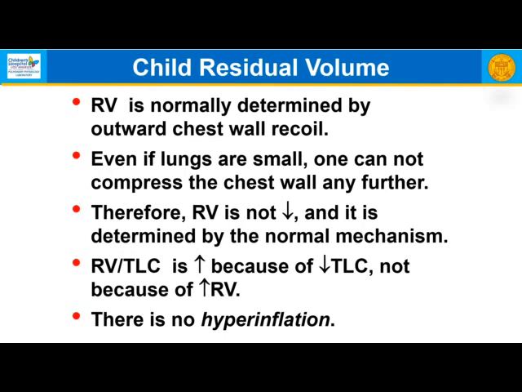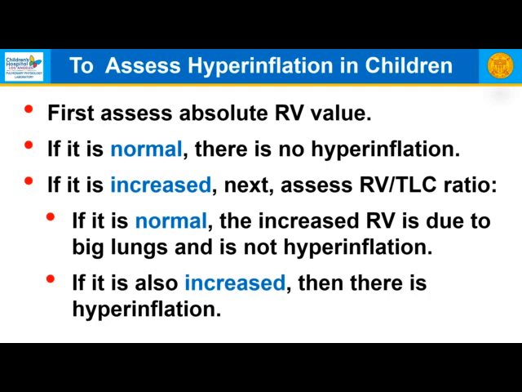The RV-TLC ratio is increased because of a decreased total lung capacity, not because of increased residual volume, so there is no hyperinflation. To assess hyperinflation in children, we recommend the following. First, you look at the absolute value of residual volume. If it's normal, there's no hyperinflation. If it's increased, next assess the RV-TLC ratio. If it's normal, the increased residual volume is due to big lungs and is not hyperinflation. If it is also increased, then there's hyperinflation. So the absolute value of the residual volume must be increased and the RV-TLC ratio must be increased.